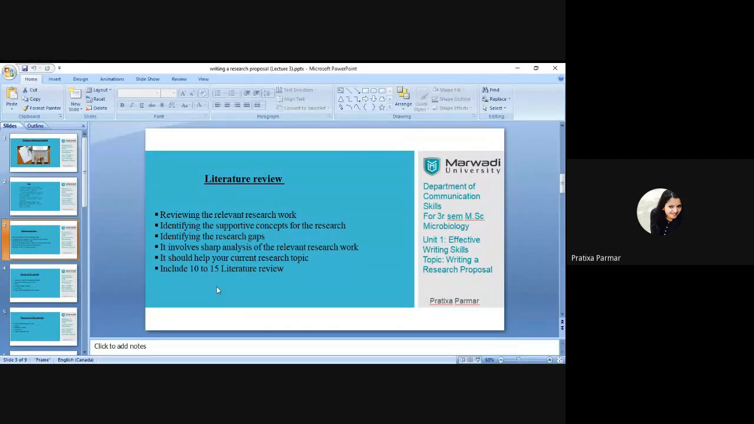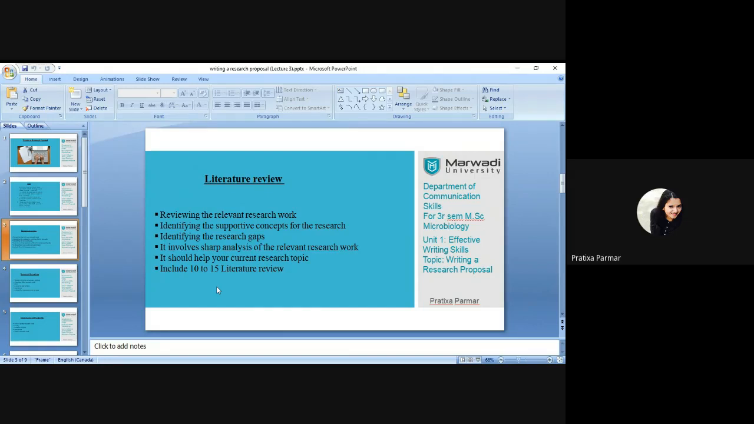Literature review involves sharp analysis of the relevant research work. I'm not going to repeat that because I've already explained it. It should help your current research topic. Yes, definitely. As I told you, I'll follow researcher A, B, and C, and then I'll come up with my own statement. This literature review process will definitely help me in bringing new ideas and making my research a valid one. Let's discuss the last point first: your research proposal should include 10 to 15 literature reviews.